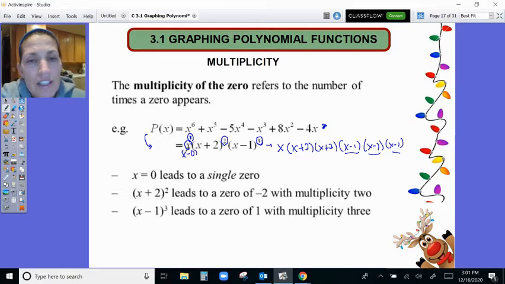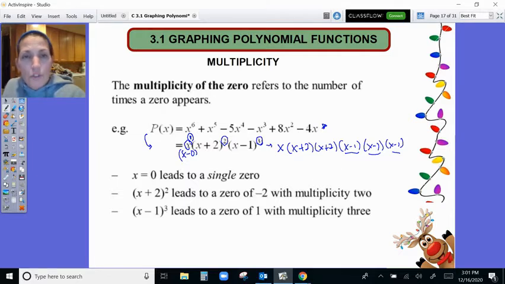So you can rewrite this as x minus 0. You can write that as x minus 0. So that's how you know it's a 0 at 0. It's kind of confusing to say a 0 at 0. Okay, it crosses at 0. So that's a single 0. X plus 2 is a 0 of negative 2 with a multiplicity of 2. Okay, x minus 1 cubed leads to a 0 of 1 with a multiplicity of 3.